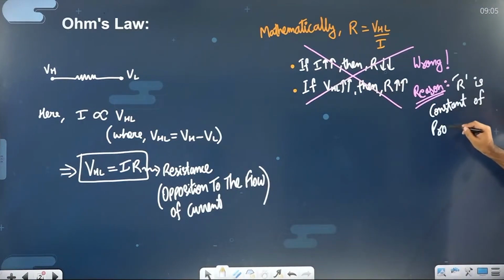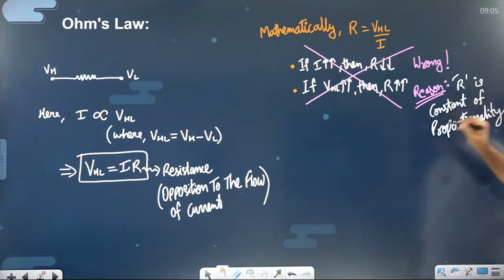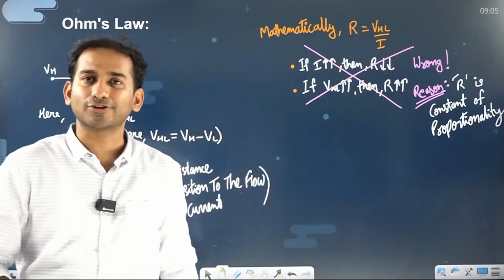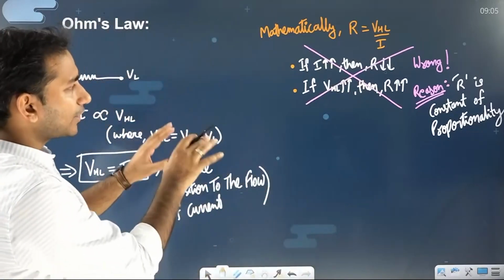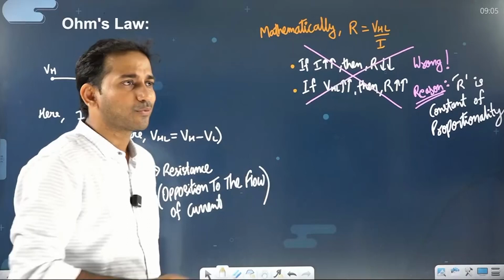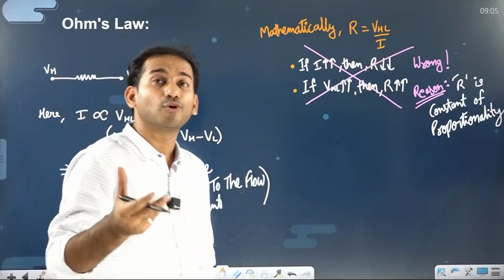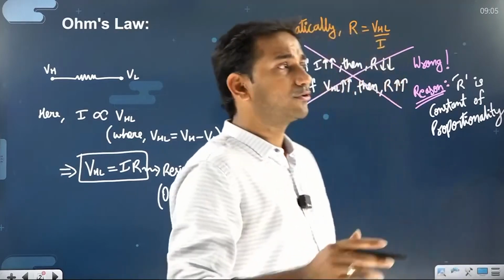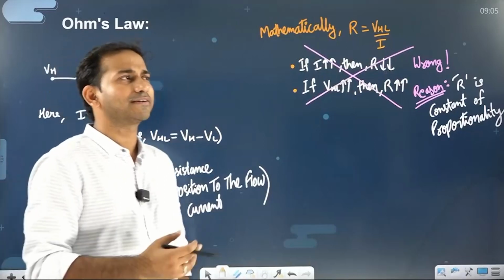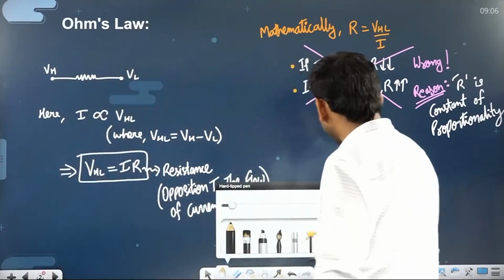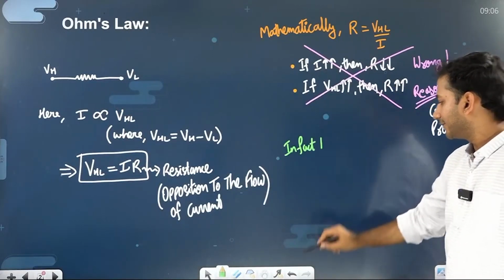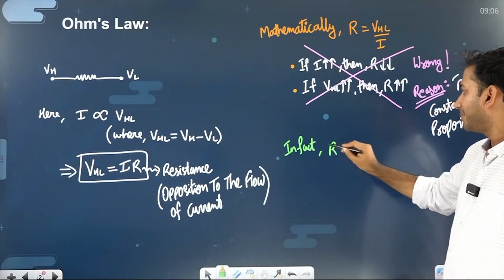So now what we have learned is that resistance does not depend on the current and voltage. Mathematically, it seems that resistance depends on VHL and on current, but the fact is that it doesn't depend on any of them. So tell me in the comment section quickly, then resistance depends on what? If resistance doesn't depend on current or on potential difference VHL, then what does it depend on?